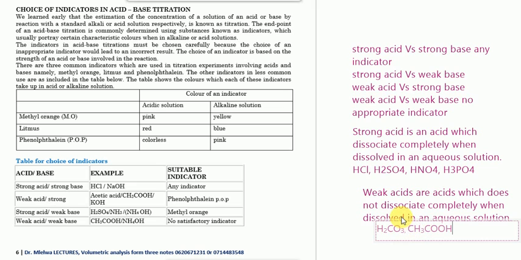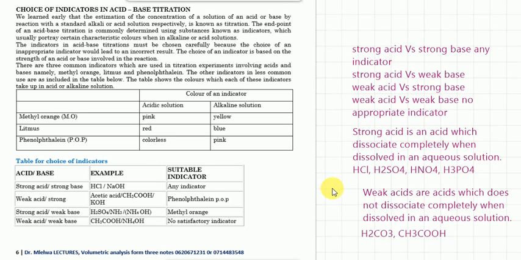Kwa hiyo all of this, unaweza kuona kwamba ni difference kubwa iliyoko kati ya weak acids and strong acids. Strong acids, they dissociate completely. Weak acids, they do not dissociate completely. Kwa hiyo that's the major difference between the weak and the strong acids.